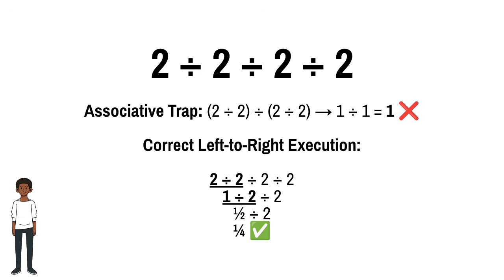Step 2. Take the next division on the left, 1 divided by 2 equals 1 half. This leaves 1 half divided by 2. Step 3. Divide 1 half by 2. Using the keep change flip rule, 1 half divided by 2 over 1 becomes 1 half times 1 half equals 1 fourth. The correct answer is 1 fourth.